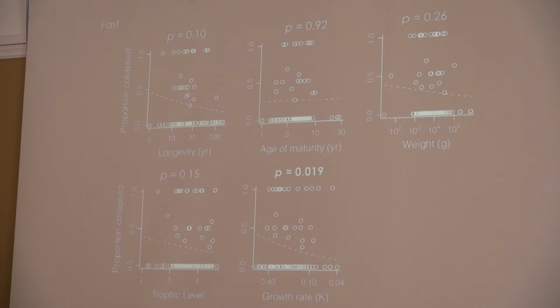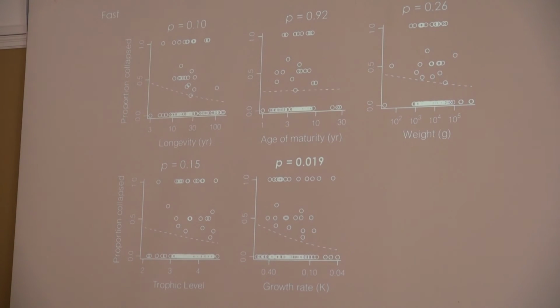It's significant, but we've looked at a bunch of different possible predictors, so I don't know necessarily whether to trust that one. But what's interesting is that in each of these cases, significant or not, the trend has been towards the faster end of the life history being more likely to collapse.